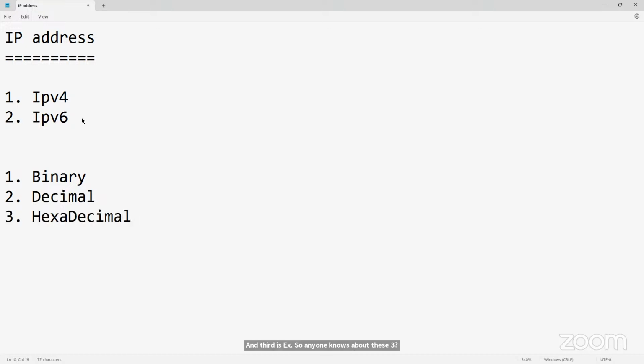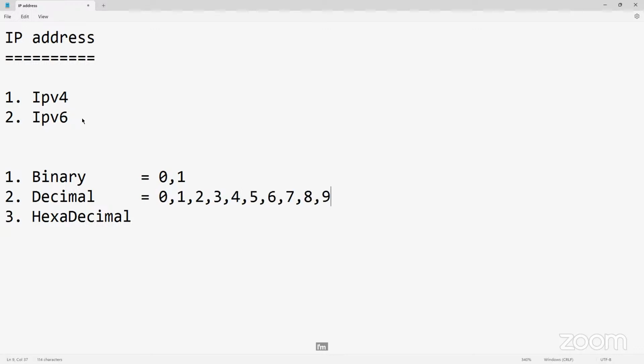Binary is the number system of computer language, with numbers 0 and 1. That means the language which the computer understands is in the form of 0 and 1. And decimal is just normal numbers. We are using 0 to 9. Hexadecimal, I have some confusion, so you will explain it. Any others want to take a try? Alphabets and numbers together.